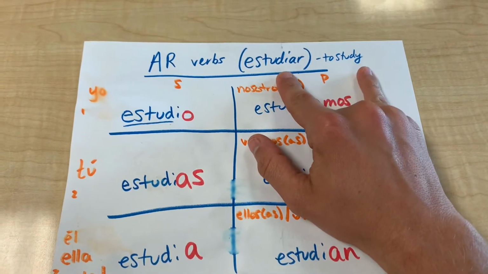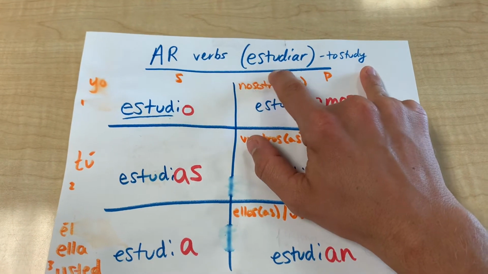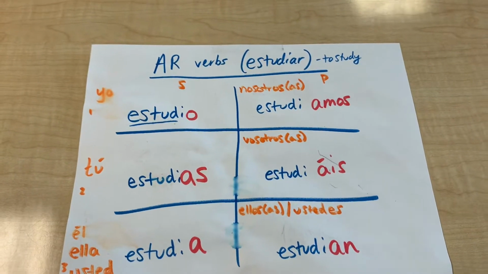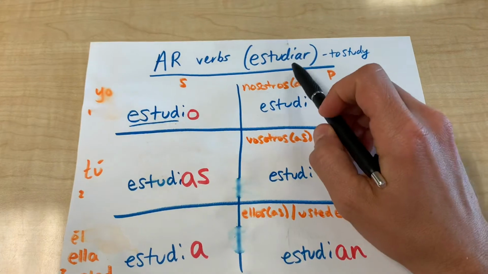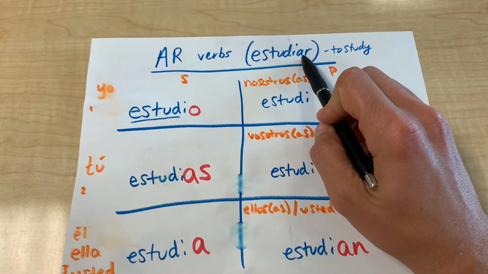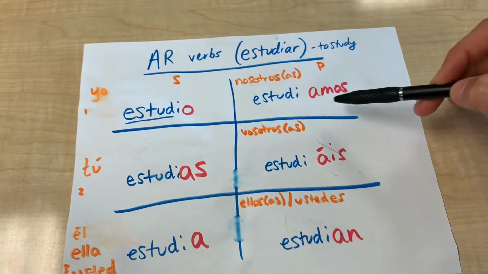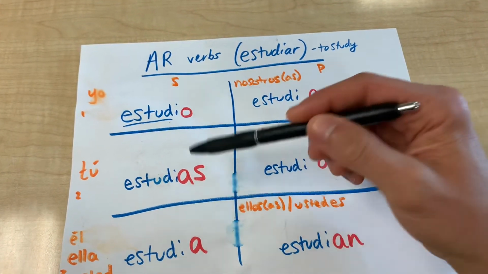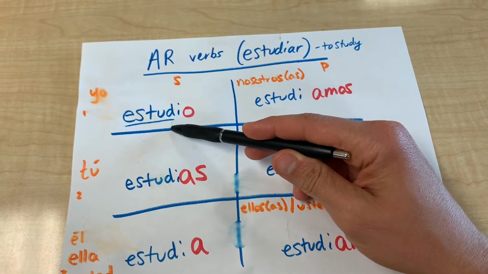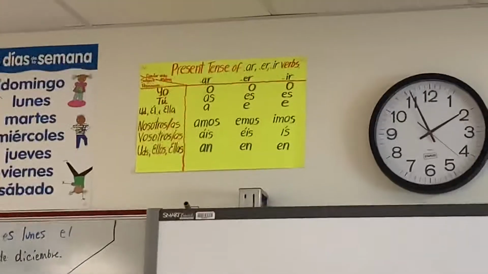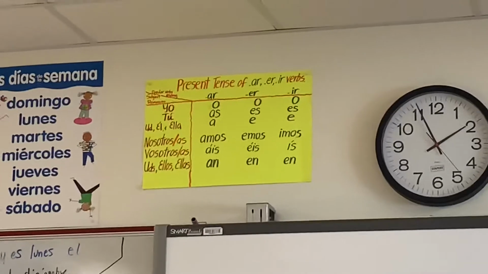Estudiar means to study, okay? How do we conjugate the AR verb? What we do is we take off the AR, okay? Then we're left with estudi. Now that doesn't mean anything by itself, but we need to use one of those handy dandy present tense AR verb endings.